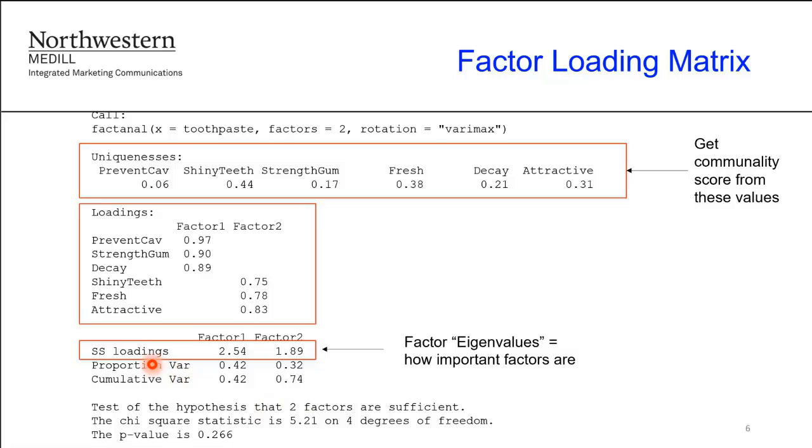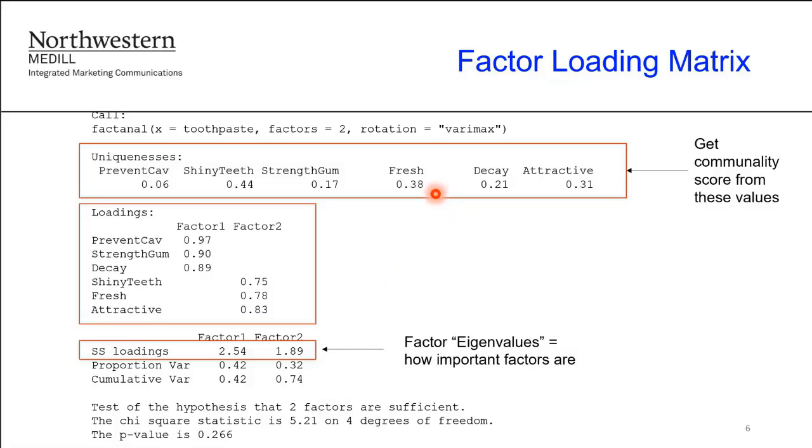based on the eigenvalue, we decide how important the factors are. It looks like factor 1 is the most important, and factor 2 is the second most important. So this is how we read the eigenvalue, proportion variance, and cumulative variance. Now we have looked at the factor loading matrix, these eigenvalues, and the variances. The last piece of information we can see in this result is the uniqueness.